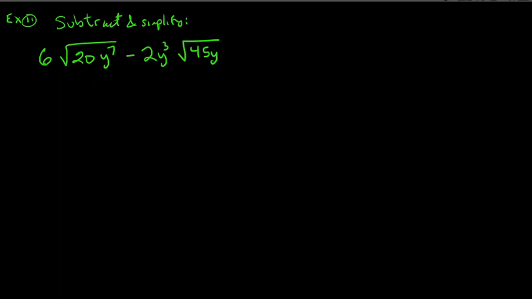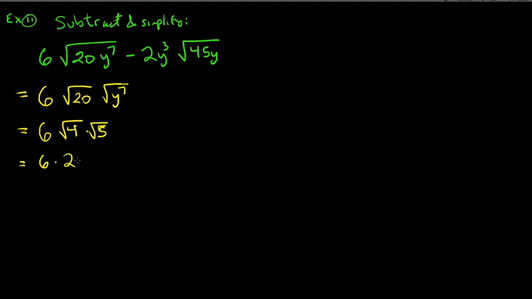Let's start with the first term over here. Okay, so the 6 is outside. We can leave that alone. But the square root of 20, and then the square root of y to the 7. So we'll leave the 6 alone. But 20 is 4 times 5, so this is the square root of 4 times the square root of 5. And the square root of 4 is 2. So this is 6 times 2 times the square root of 5. Oh, and 6 times 2 is 12. So that's going to be 12 square root of 5.